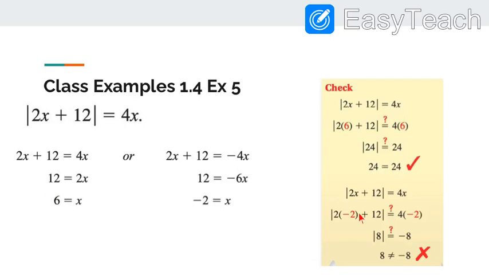However, when you plug in the second answer of negative 2, we'd have 2 times negative 2 is negative 4, plus 12 is 8. 4 times negative 2 is negative 8. 8 does not equal negative 8. That is not the right equation. That does not work, because no absolute values can be negative, for one, but also just the fact that 8 doesn't equal negative 8. So here we would accept this, and we'd reject this. This is an example where mathematically you can find multiple right answers, but that's why you always want to double check your work.